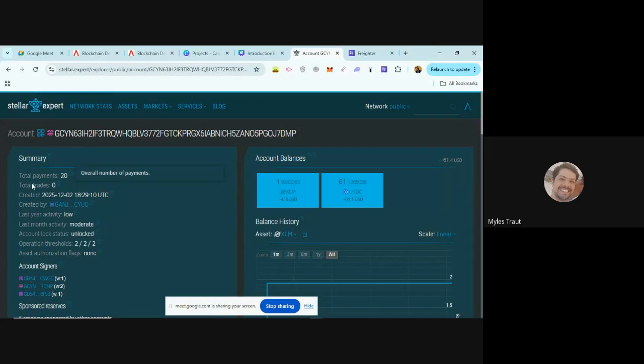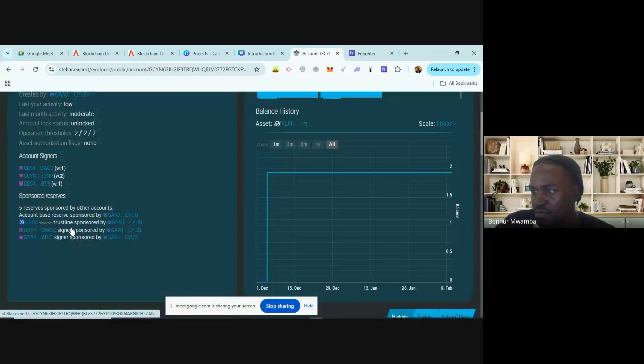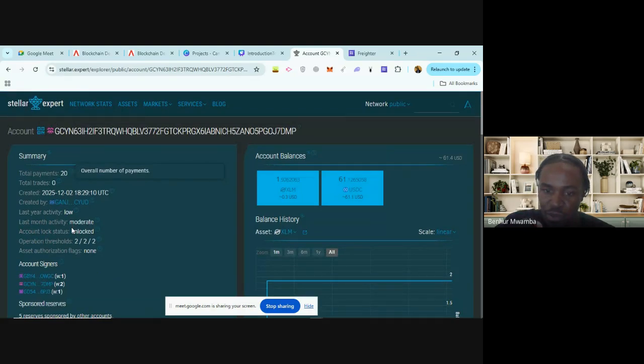Do all addresses start with G? All the addresses start with G on Stellar. Yeah. Okay, cool.